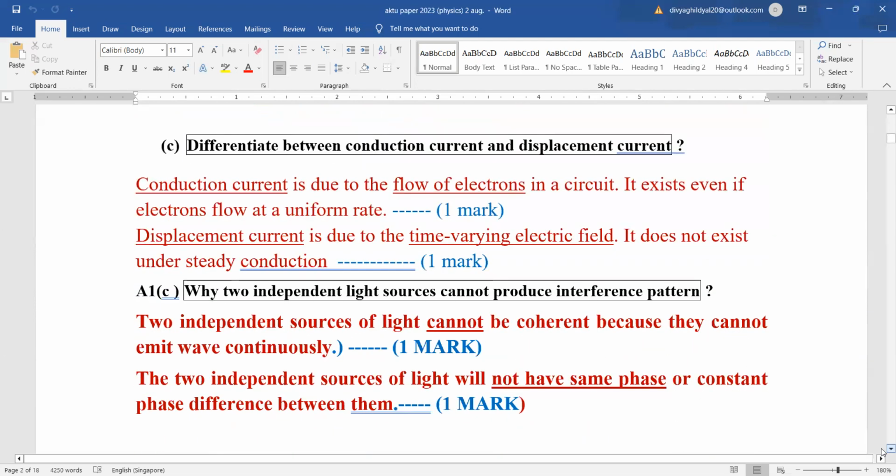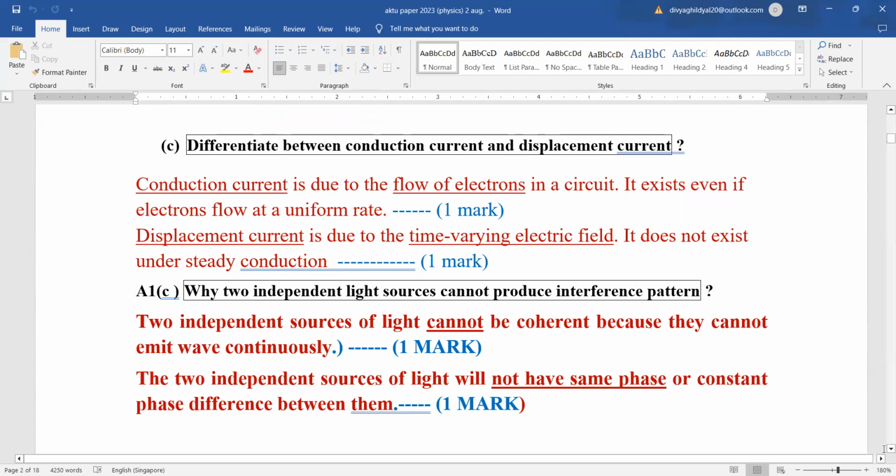Differentiate between conduction current and displacement current. Conduction current is due to the flow of electrons in the circuit, and displacement current is due to time varying electric fields. These 2 phrases are important: flow of electrons and time varying fields.